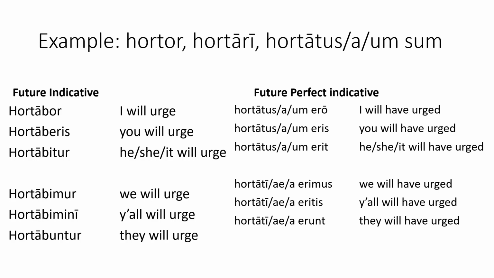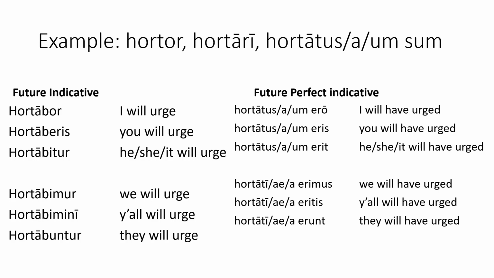It would be translated as I will urge, you will urge, he, she, it will urge, we will urge, y'all will urge, and they will urge. The future perfect is formed just like with normal verbs, by combining the fourth principal part, agreeing in gender, case, and number with the subject of the sentence, and the future indicative of sum, esse.